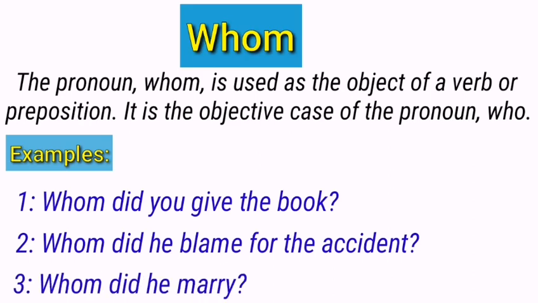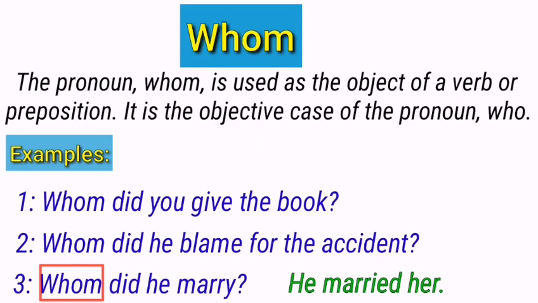Whom did he marry? Again, in this sentence, the word whom is the object. Basically, apply this trick and answer it. If in the answer it is replaced with an object, then it is the object. Just look at it. Whom did he marry? He married her. You can see, whom is replaced with the object pronoun, her. So, obviously it is the object of this example.